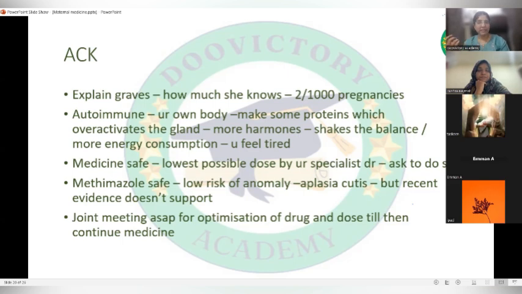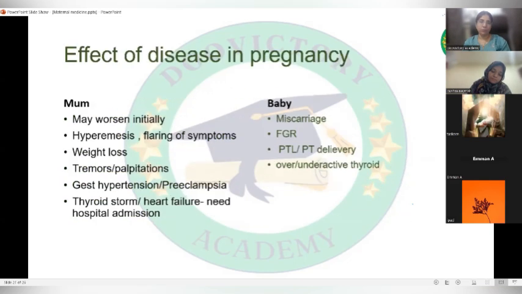The doctor may change your medicine or may lower the dose and add some other medicine that will control your symptoms. That's called propranolol, but you need not know the name or get confused with the name. Let the specialist doctor take over and settle the medicines for you. And I will also be there to help in the selection of medicines which are safer for you. So we will do a joint meeting together as soon as possible for optimization of drug and dose. Till then, continue. Okay.